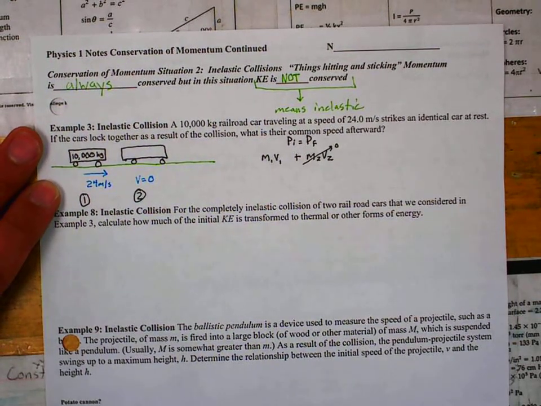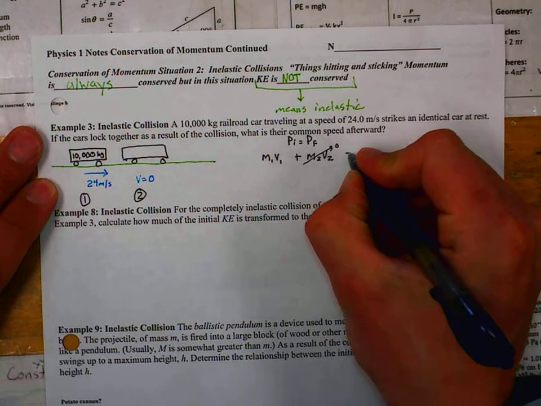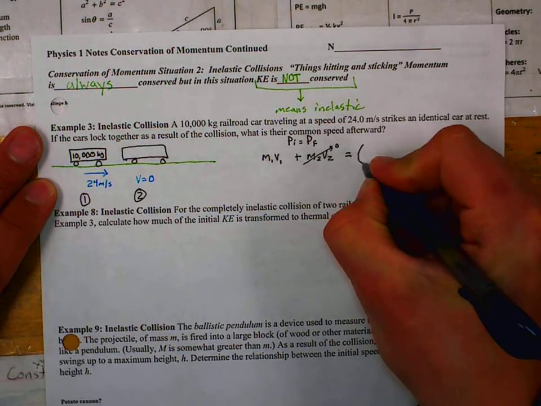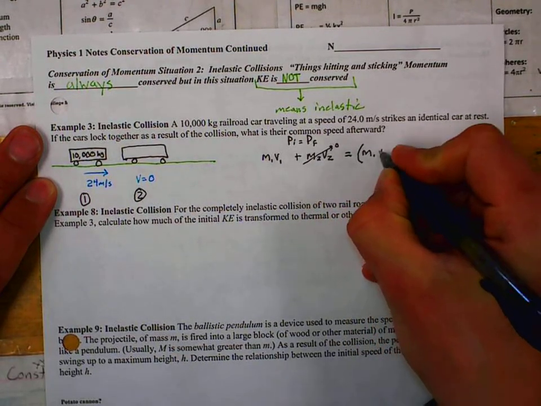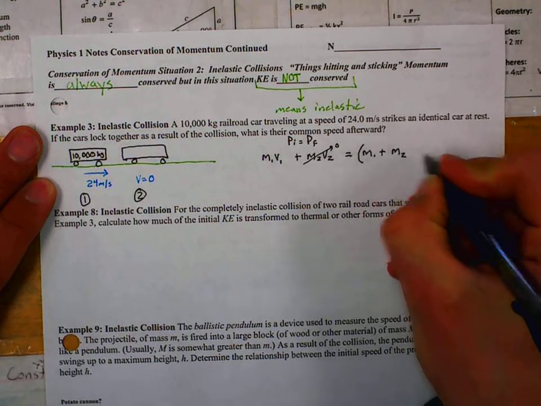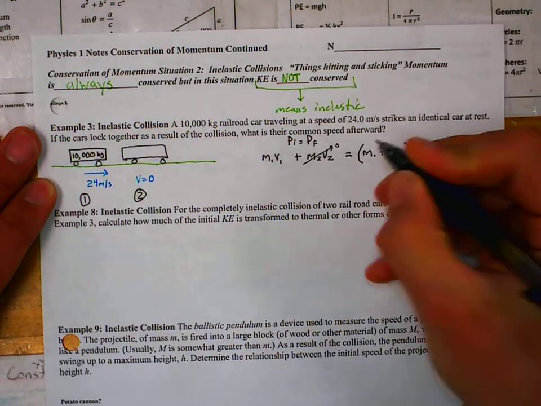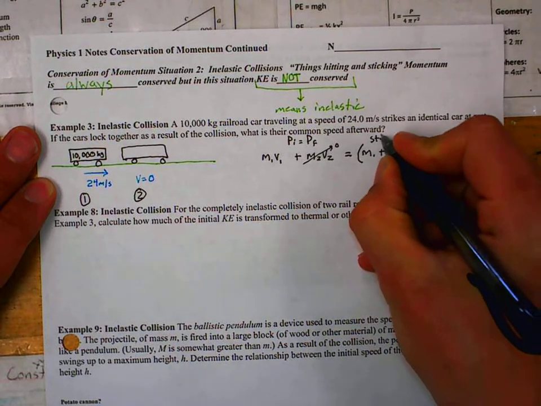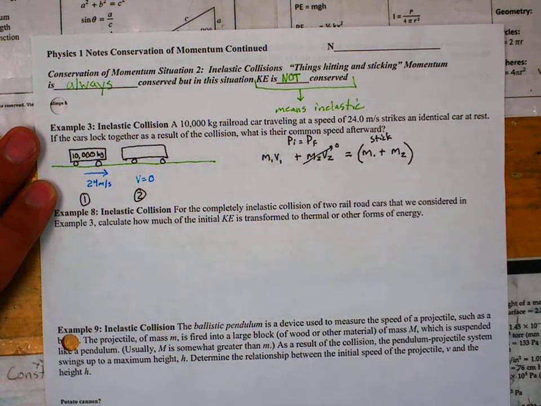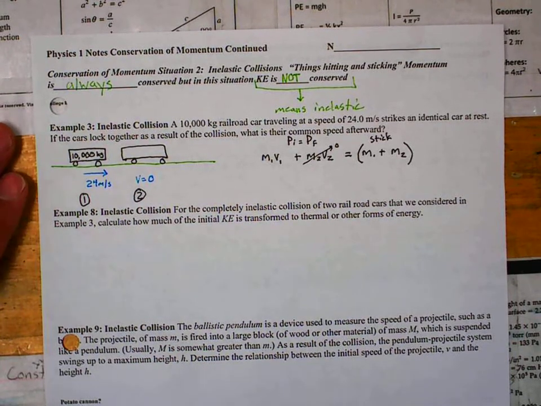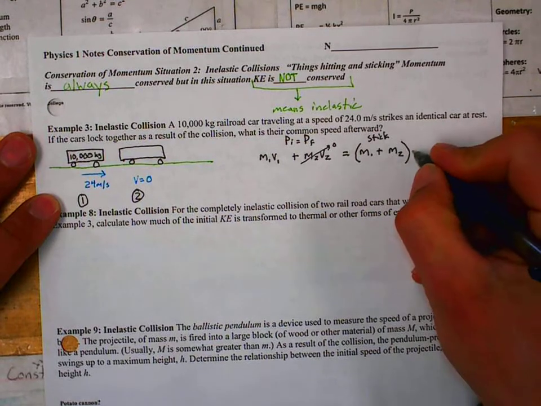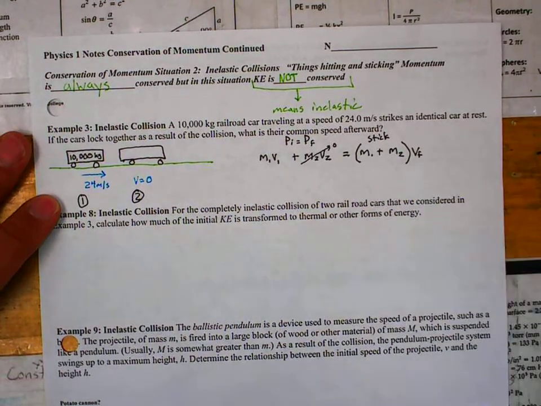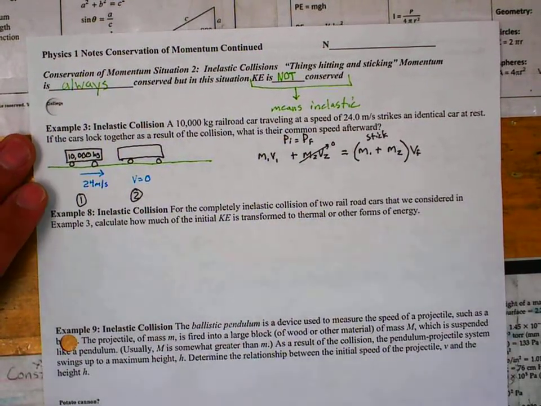Alright, now on the other side, we're going to use parentheses, and we're going to add the masses. This is showing that they stick together. We now consider the system one combined mass. And we could call this V final. We could call it V3. We could call it whatever we want. Velocity of the system if you wanted to.